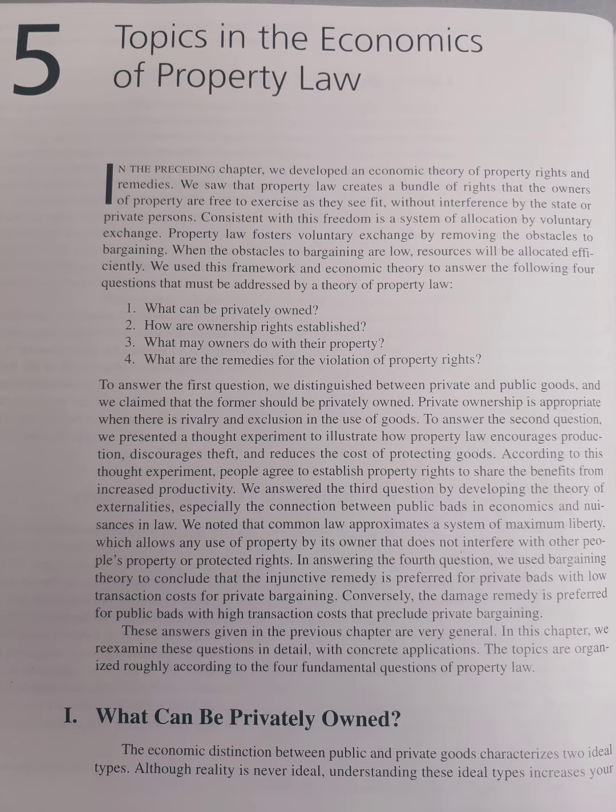To answer the first question, we distinguished between private and public goods, and we claimed that the former should be privately owned. Private ownership is appropriate when there is rivalry and exclusion in the use of goods. To answer the second question, we presented a thought experiment to illustrate how property law encourages production, discourages theft, and reduces the cost of protecting goods. According to this thought experiment, people agreed to establish property rights to share the benefits from increased productivity.